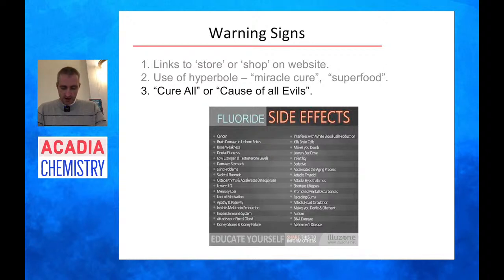Like you can see there on the top right, makes you dumb, right? And all sorts of things. Shortens lifespan, memory loss, lowers IQ. To me, if I see a particular substance being blamed for every possible bad thing that can happen to you, it really makes me doubt whether this source is going to be a credible one or not.